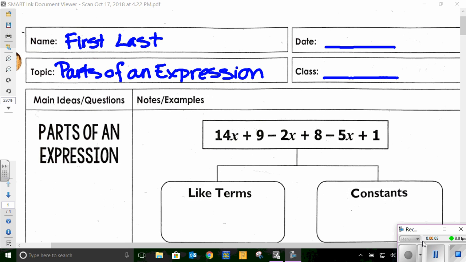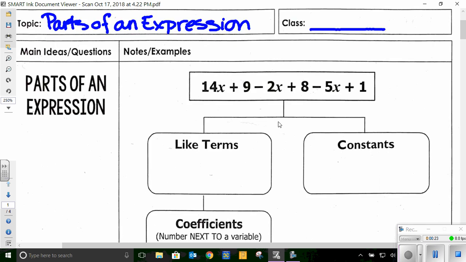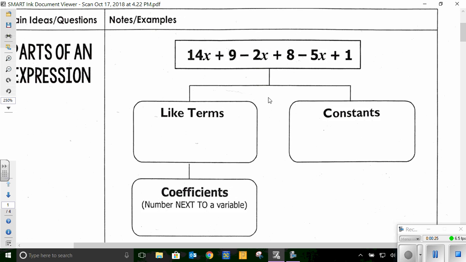This video is on parts of an expression. Please make sure you fill in the top with the appropriate information: your first name, last name. The topic is parts of an expression. Make sure you have today's date, and also whatever bell that you are in. It's really important to make sure you understand all of these parts of the expression, because it carries you through to algebra as well.